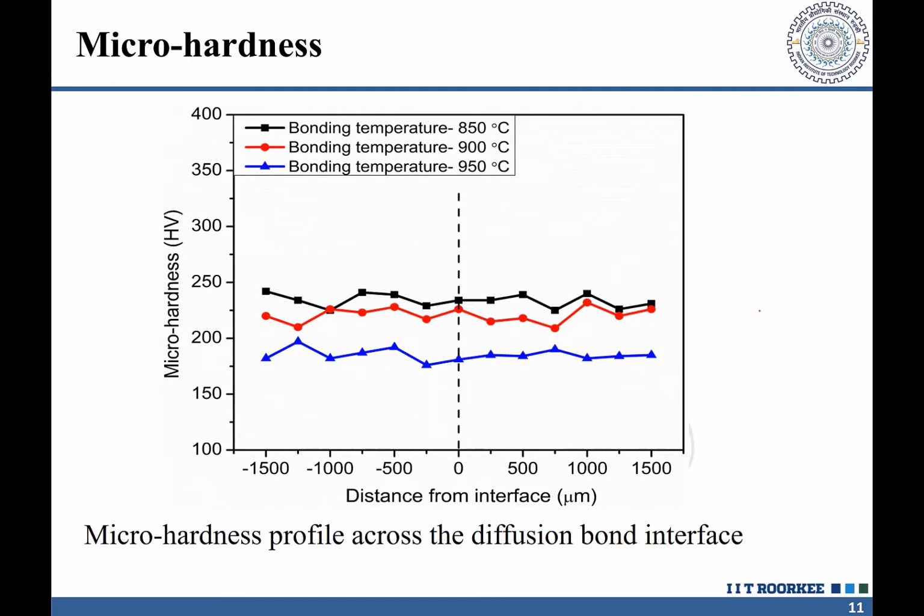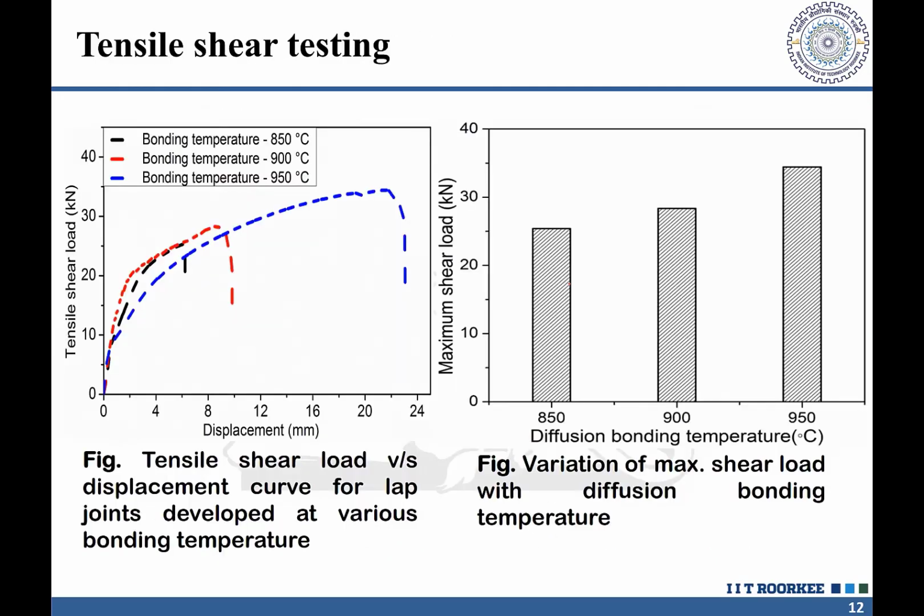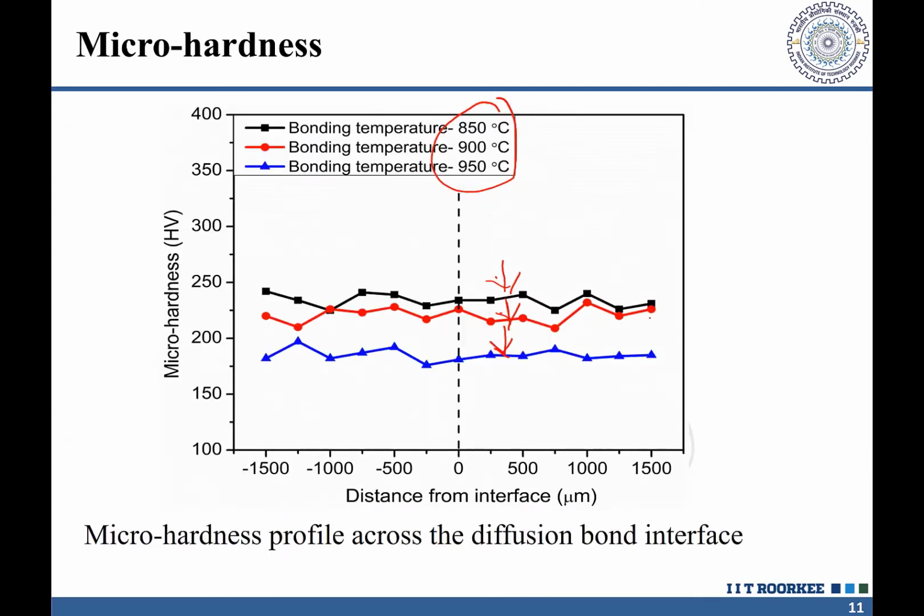If we further check the hardness distribution across the interface for the joined steel, one simple thing we can see is that increasing the bonding temperature from 800 to 900, then 900 to 950, decreases the micro hardness across the joint. The micro hardness of the joint is in general getting reduced. So we can say the joint is getting weakened with the increase of the bonding temperature, and that may be due to the coarsening of the grains.